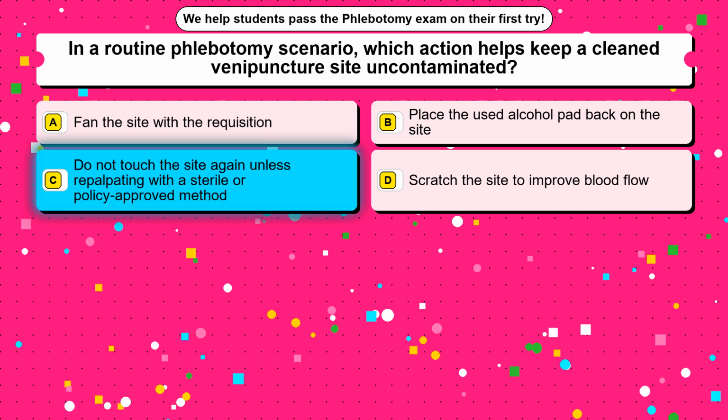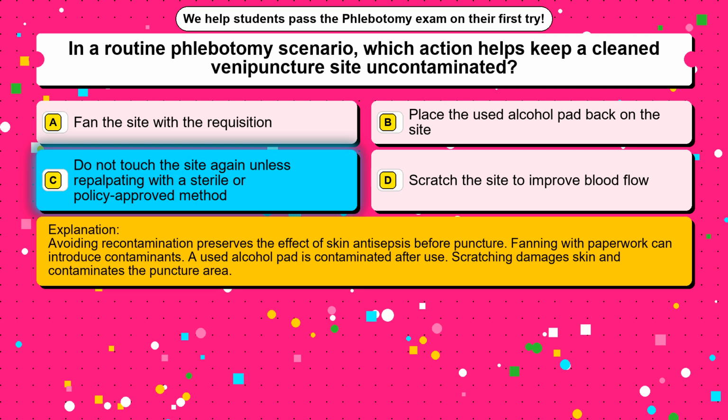The correct answer is option C. Do not touch the site again unless repalpating with a sterile or policy-approved method. Avoiding recontamination preserves the effect of skin antisepsis before puncture. Fanning with paperwork can introduce contaminants. A used alcohol pad is contaminated after use. Scratching damages skin and contaminates the puncture area.